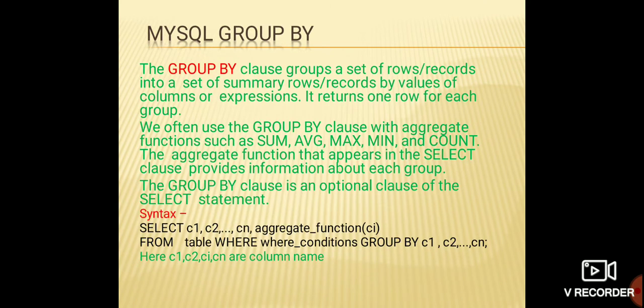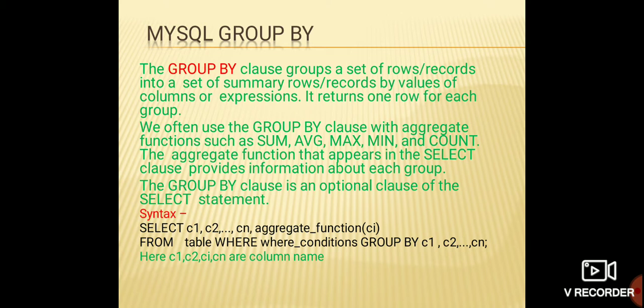Okay, next. The next topic is group by. Why we use the group by clause? The group by clause groups a set of rows or records into a set of summary rows or records by values of columns or expression. Basically, we use it to group the entries in a set of rows or records into summary rows. Okay, and the group by clause is basically used with aggregate functions such as sum, average, maximum, minimum. These all functions are used where the group by clause is being used.